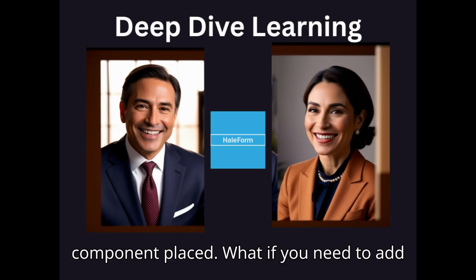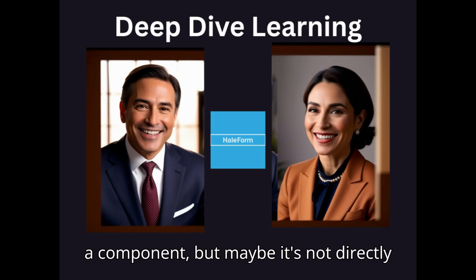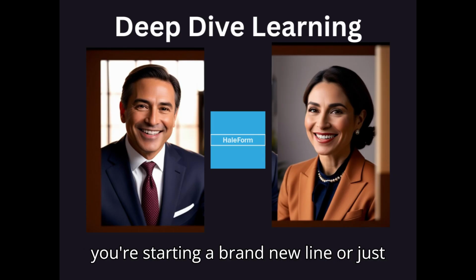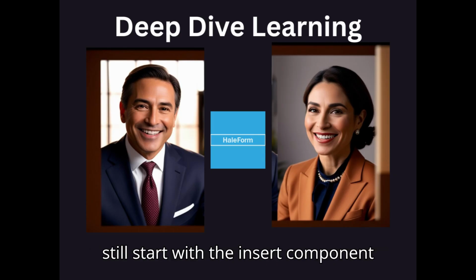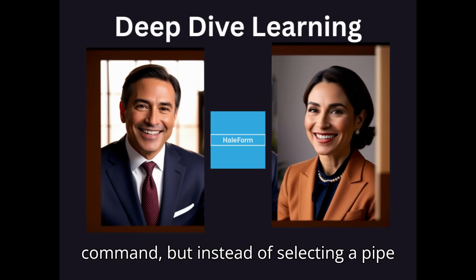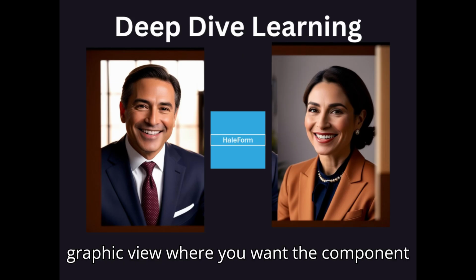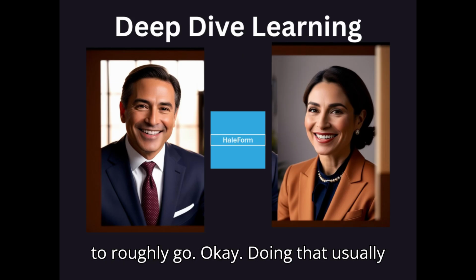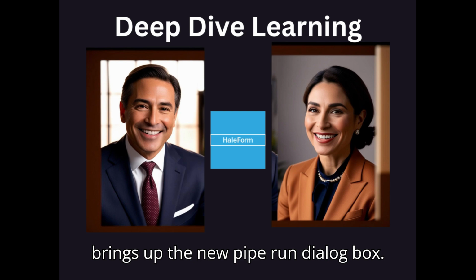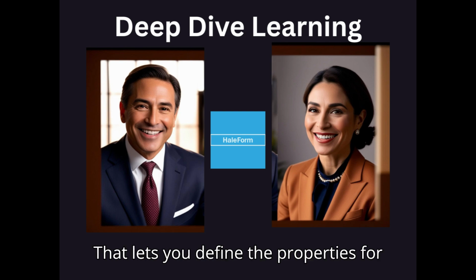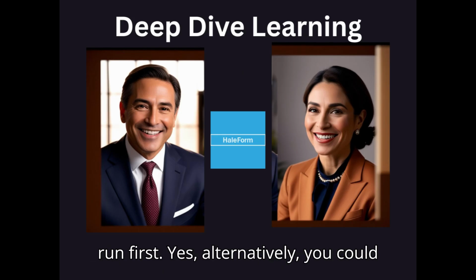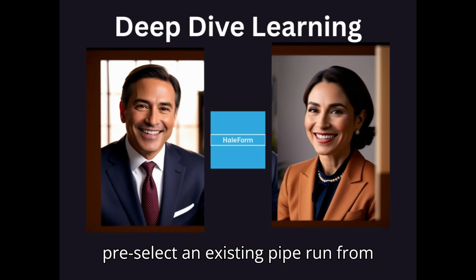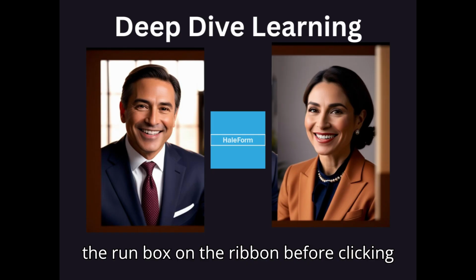Component placed. What if you need to add a component, but maybe it's not directly on a pipe that's already there, like maybe you're starting a brand new line or just placing something in open space? You'd still start with the Insert Component command, but instead of selecting a pipe first, you'd just click directly in the graphic view where you want the component to roughly go. Okay. Doing that usually brings up the New Pipe Run dialog box. That lets you define the properties for the new pipe run that this component will belong to. Or you could pick an existing run first. Yes, alternatively, you could pre-select an existing pipe run from the run box on the ribbon before clicking in the view.